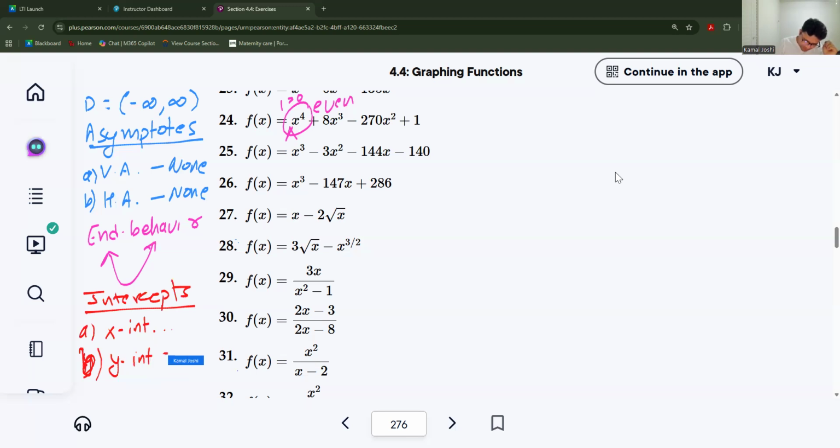Okay, now let me write the y-intercept. Because for any function, there is only one y-intercept, if it is a function. So that is when you plug in x equal to 0, what you get? 0, 1. That's your y-intercept. X-intercepts are the zeros of the function.